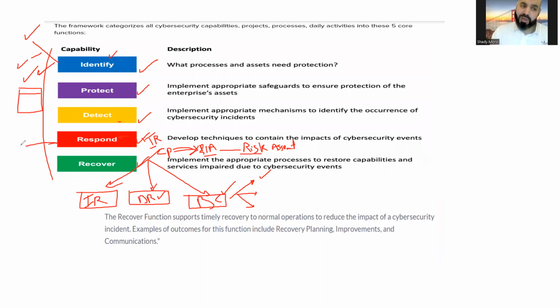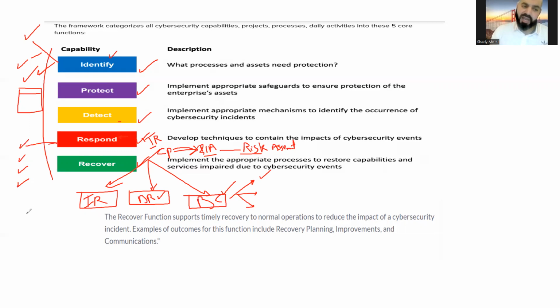We first of all meet with the business. We understand what their critical function is, and what the impact is if we lose one of these critical functions. And we also understand what systems are supporting this critical function.